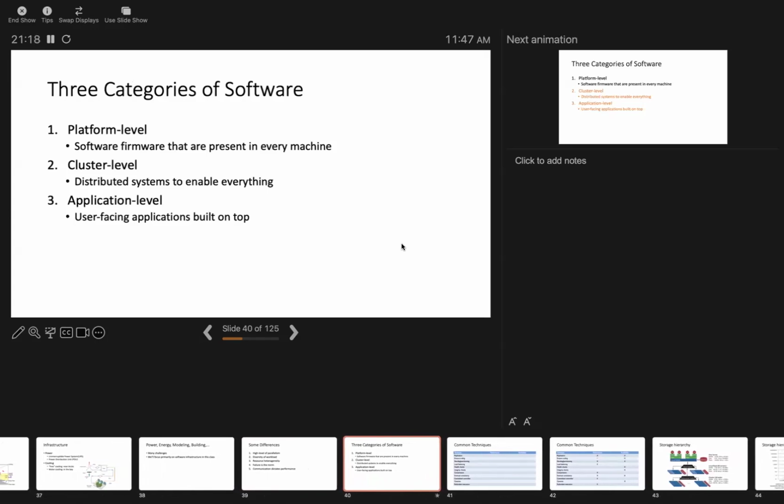Okay, for the software part, we are running 3 categories of software. The first one is platform level. You need to install something on each machine, for example Linux. Otherwise, you cannot use a server. This is basically the local operating system. The goal of the operating system is to enable you to use the resources, so you need that software, otherwise you cannot use them.